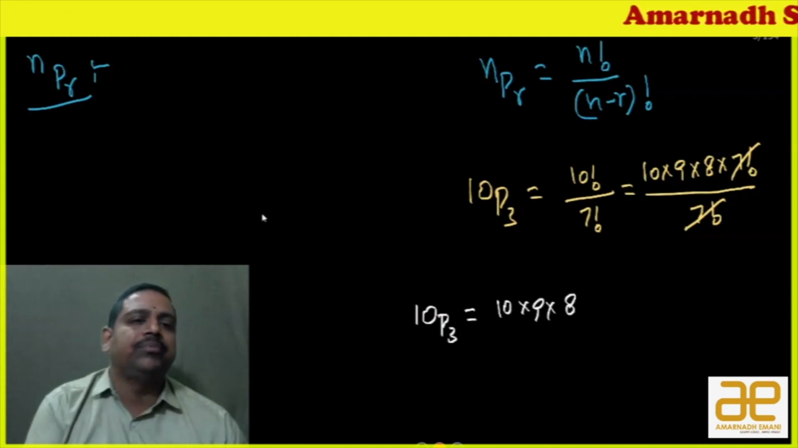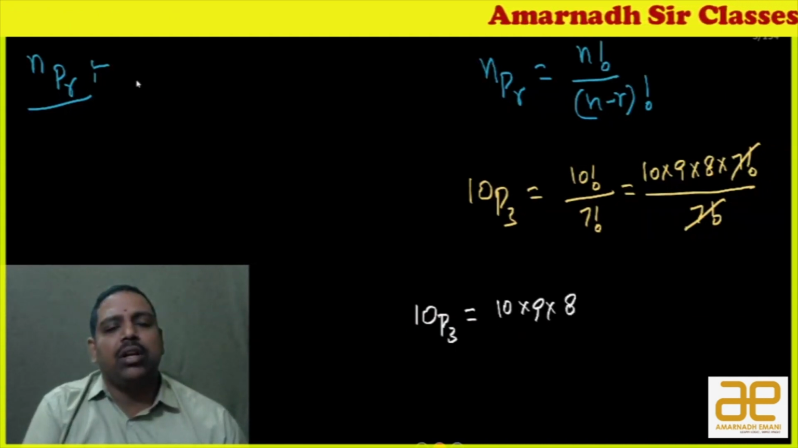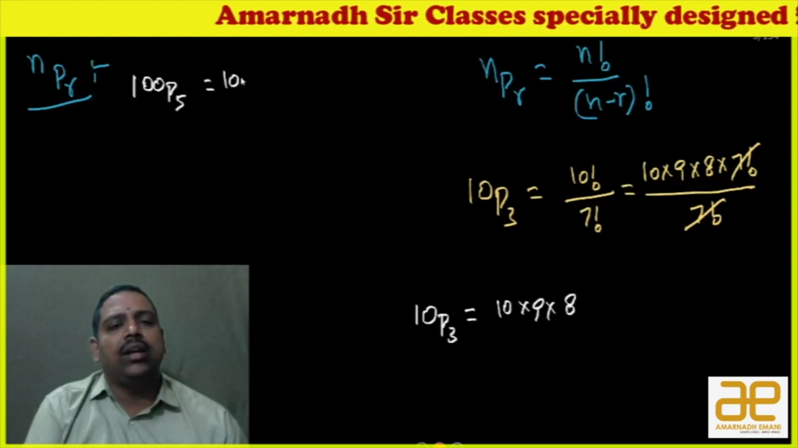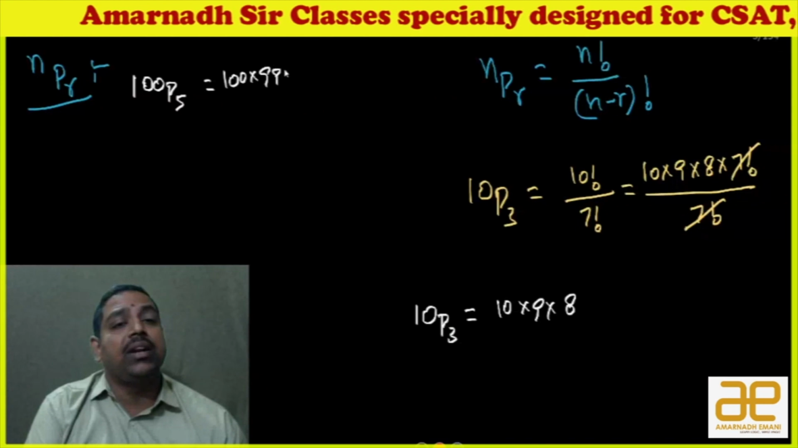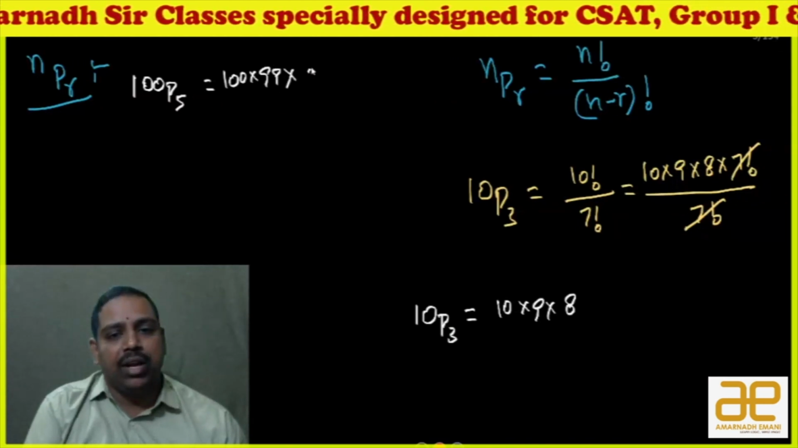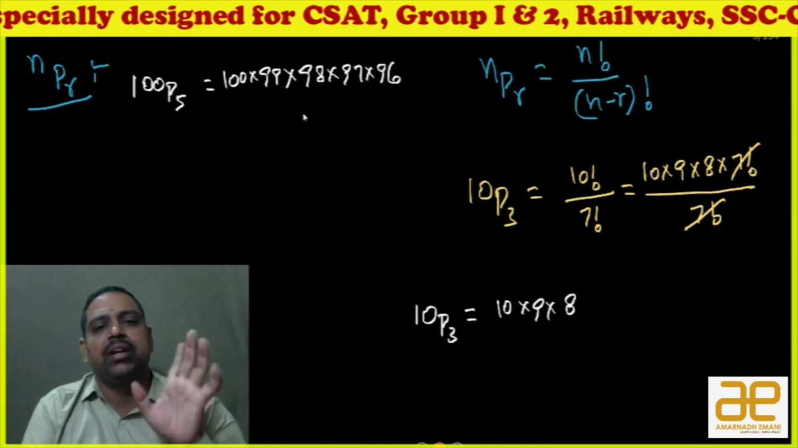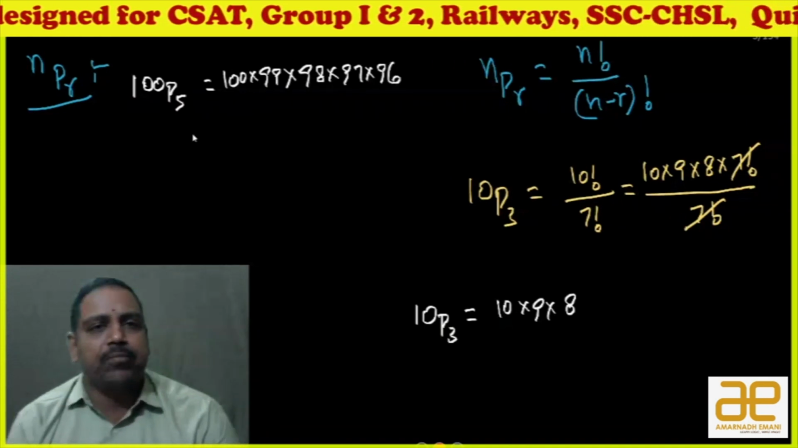Suppose at some place you want 100P5, then you should start 100 into 99 into, how many times do we have to write? 5 times only. 98 into 97 into 96. Observe, 5 times completed. This is the answer of 100P5.